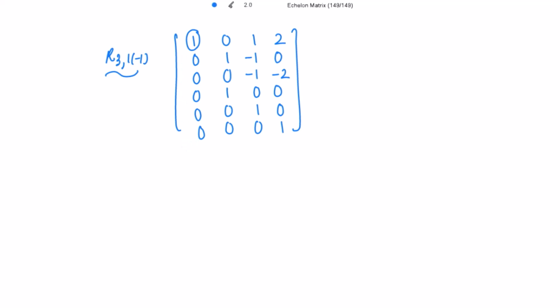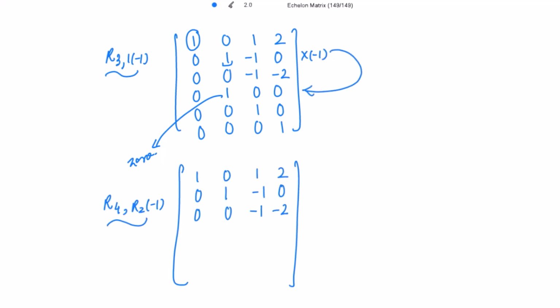For the second row, I'm having this to be the leading entry and I need to make this 0. For that, just multiply row 2 with -1 and add its elements to row 4. And row 4 is changed into 0, 0, 1, 0. So this is the leading element for the first row. This is the leading element for the second row.